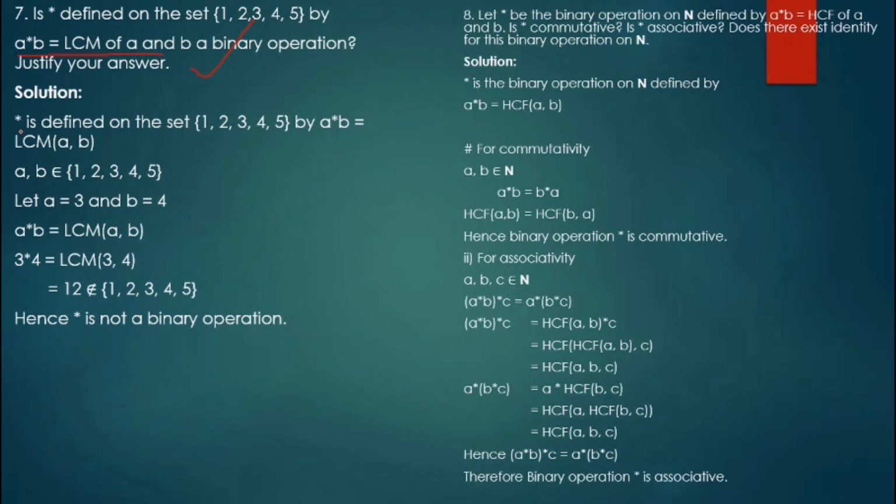Okay, solution. So given we have written. Here A and B belong to our set 1, 2, 3, 4, 5, and we take any elements randomly. So 3 we take and we take 4. A star B is equal to LCM of A and B. So 3 star 4 equal to LCM of 3, 4. So what is LCM of 3 and 4? Can we say it is 12?